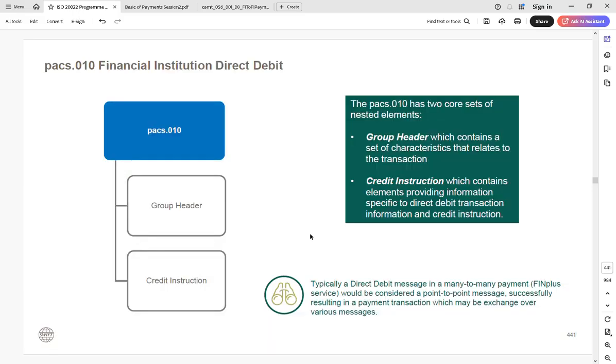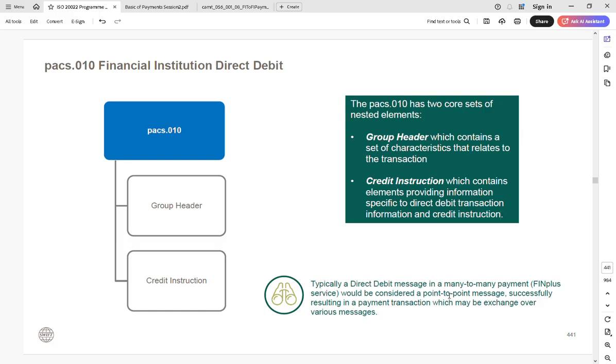Okay, if you see, this message is exactly a replica of the PACS.010 message as well, because this contains credit instruction, credit transfer information. Same thing we have seen in PACS.010. The structure of PACS.010 direct debit messages is a group header and credit instruction. The group header contains a set of characteristics, and the credit instruction contains the elements providing information specific to the direct debit transaction information.